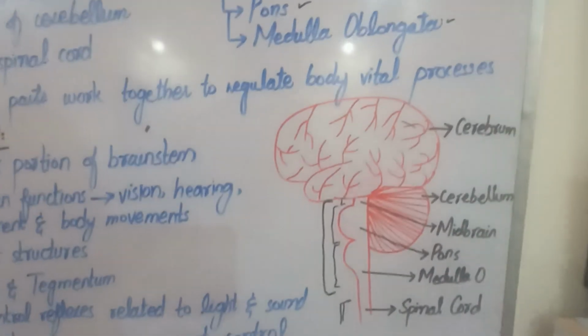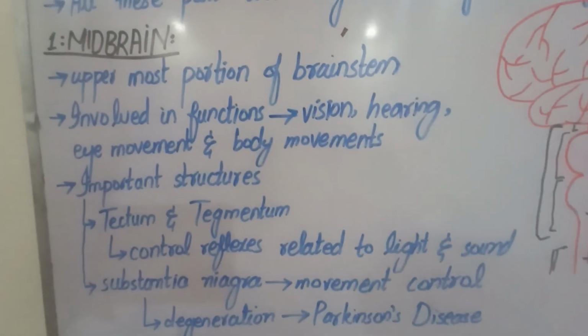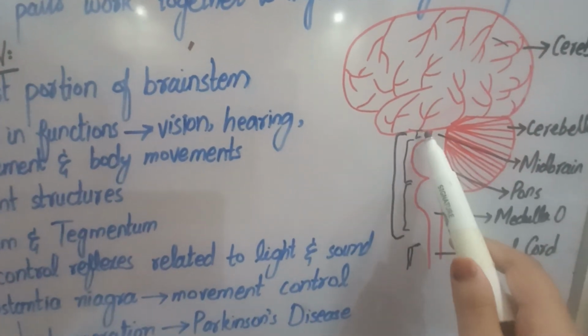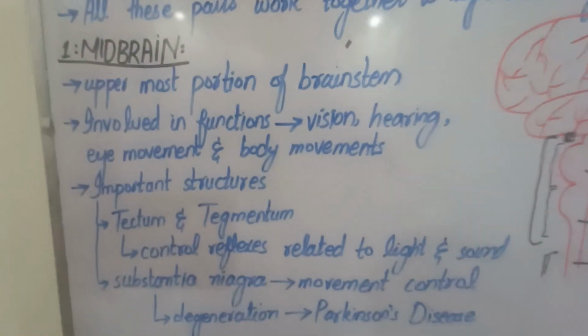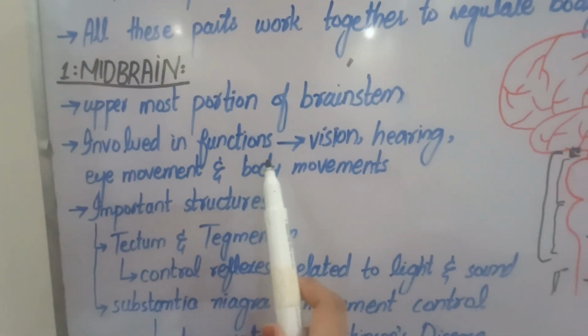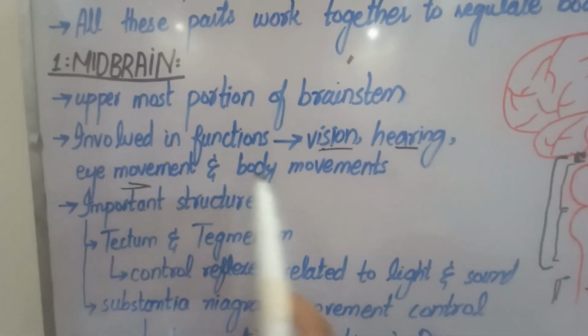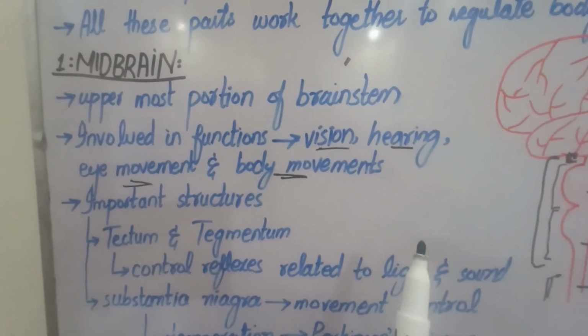Now let's talk about these parts one by one. The first part is the midbrain. It is present at the uppermost portion of the brainstem. As we can see, this is the uppermost portion of the brainstem, and there the midbrain is located. It is involved in functions like vision, hearing, eye movement and body movement. So these are four main functions that are associated with the midbrain.